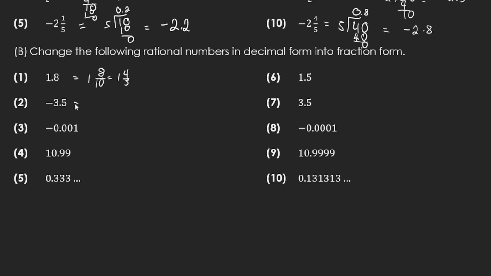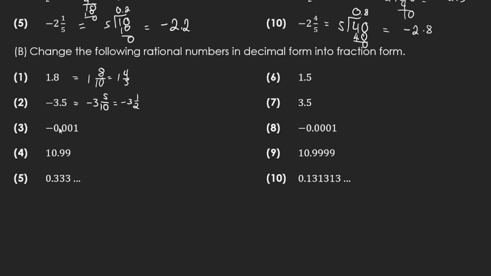Let's do it here. We have negative 3.5. So this is going to be negative 3. We have 5 here, and there's only 1 digit. We're just going to put 1 zero here, which is 10. And we're going to put it in the lowest term, negative 3 and 1/2.